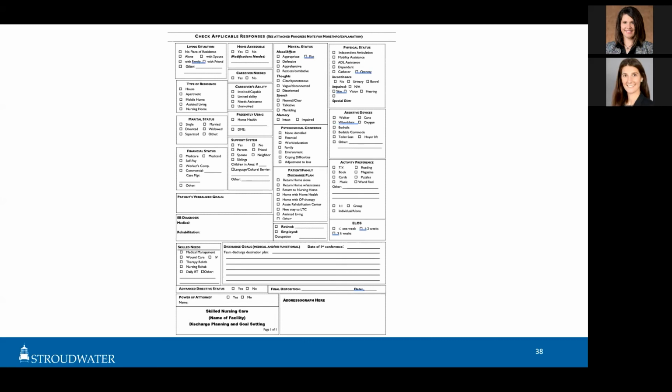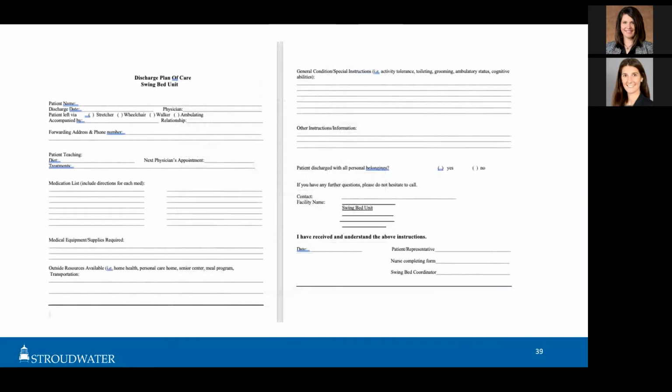It has where the patient is going to be potentially discharged home. Are there any needs around assistive devices? What are the patient's verbalized goals? What are their discharge goals? So again, this here would be a good form to implement around discharge planning.